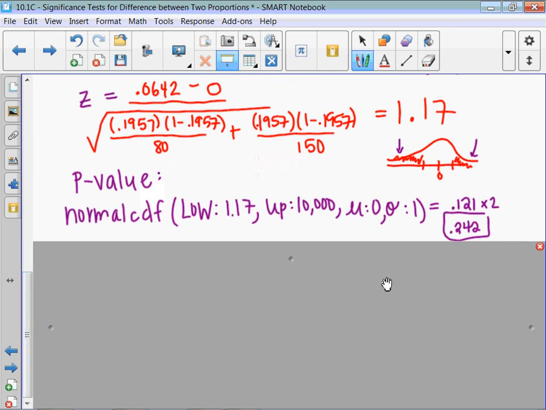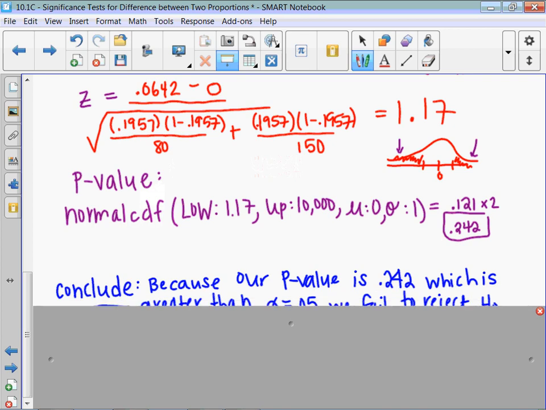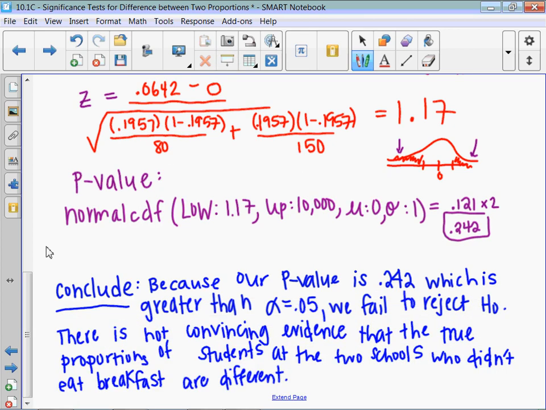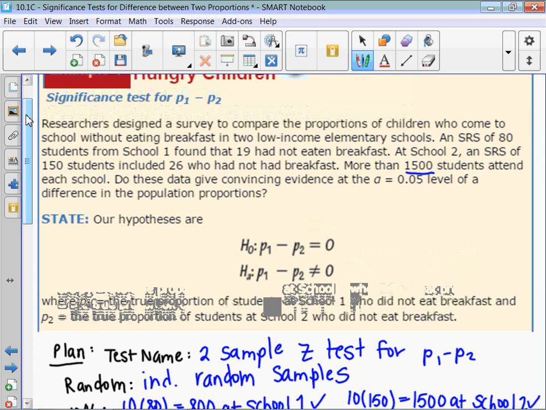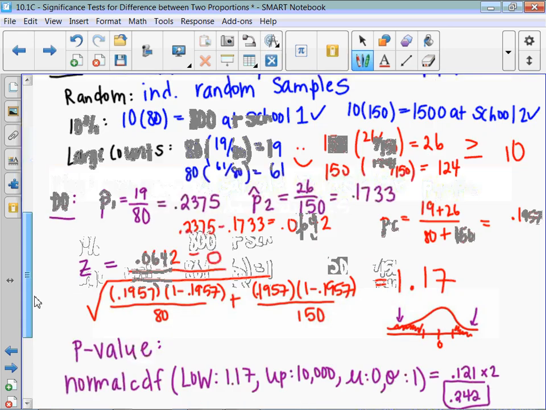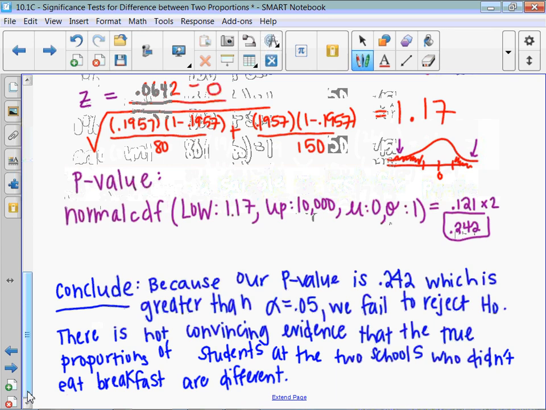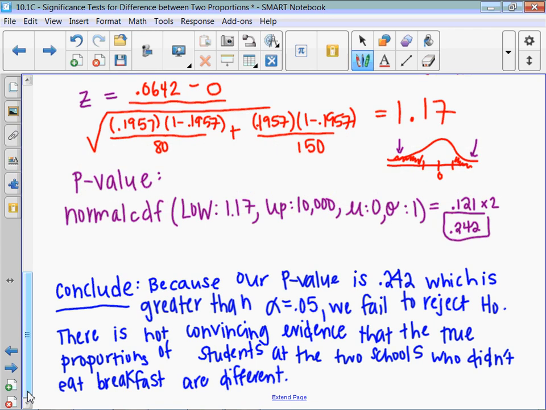All right, so we're checking, is that smaller than alpha? And for this one, we were using the 5% level. So is the p-value smaller than 5%? Nope. So because our p-value is 0.242, which is greater than alpha, we fail to reject the null. There is not convincing evidence that the true proportion of students at the 2 schools who didn't eat breakfast are different.